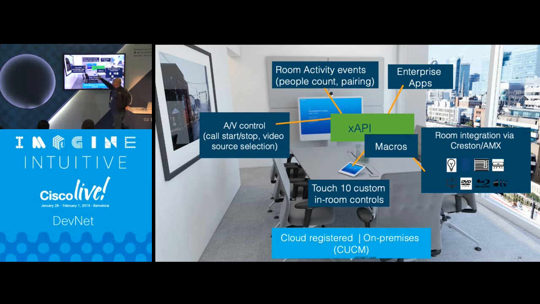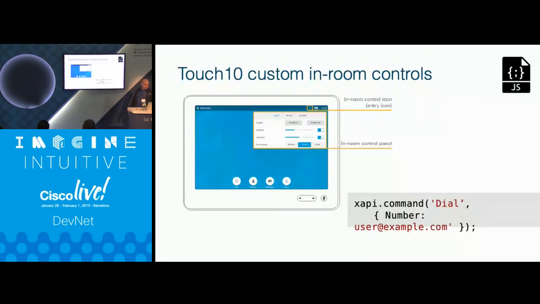You have the ability to customize, create custom UIs and in-room controls on the Touch 10 that controls these room systems. You now have the ability to embed running code, what are called macros, JavaScript applications that run on the room device itself. So you don't need a server, don't need a data center. All you need is the device and access to some JavaScript programming skills, and you can create a user interface that does literally almost anything that you can think of.